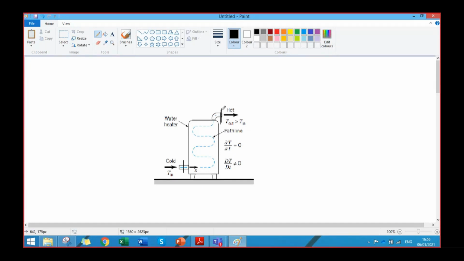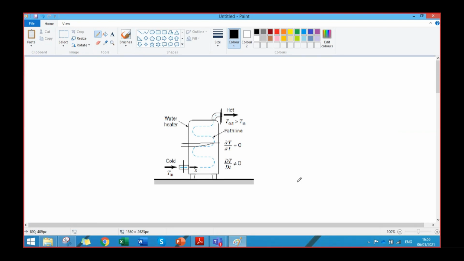If the temperature is measured at this location at the hot end every 10 seconds, will there be a change in temperature? No, sir. If I measure the temperature every 10 seconds at this center line, will there be a change in temperature? No, sir. So the temperature is not varying with time, right?